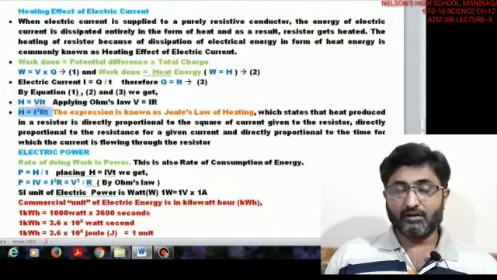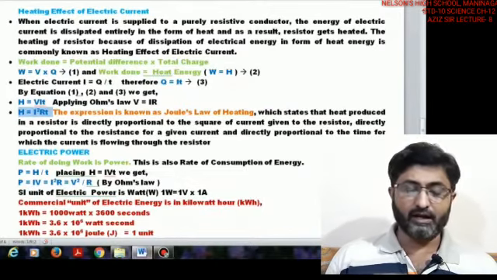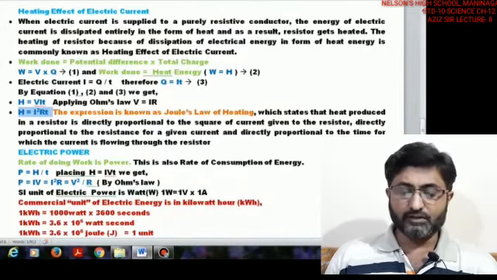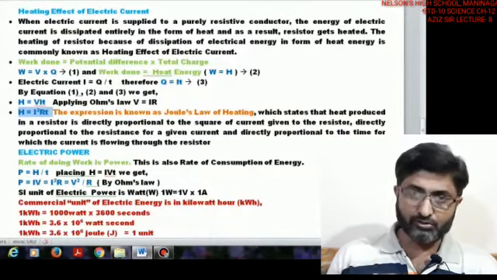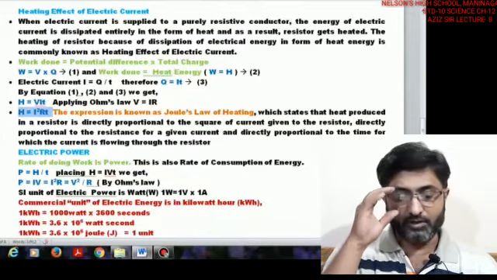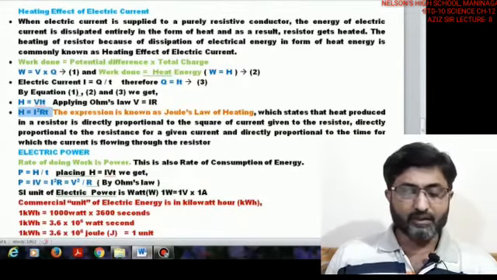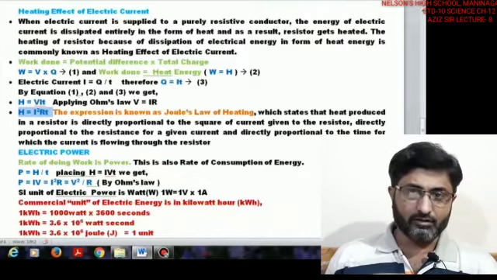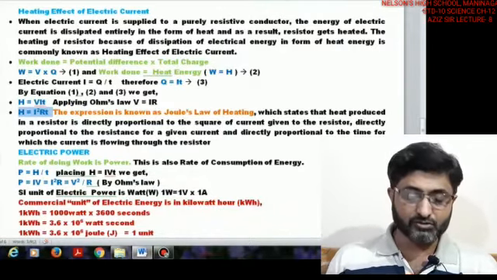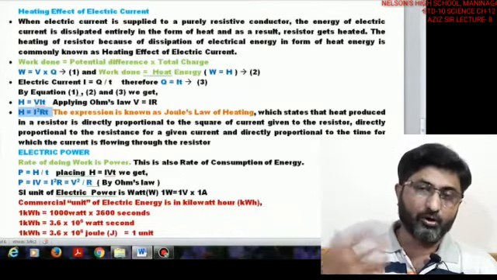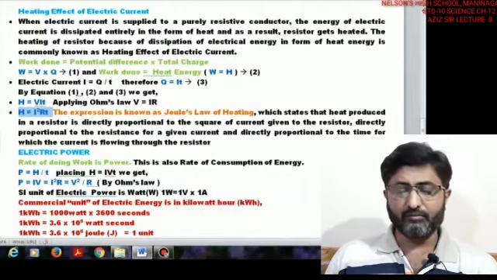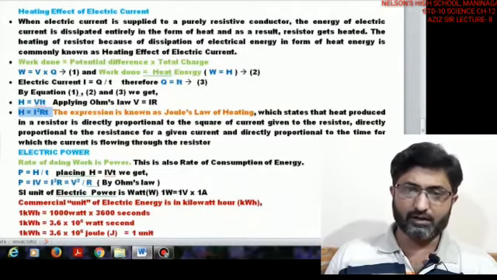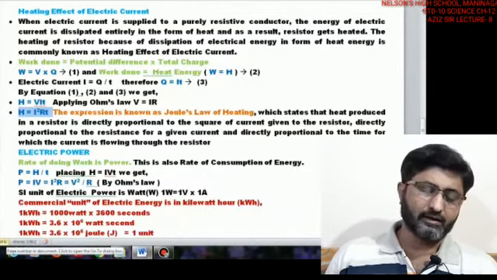This expression, H is equal to I square RT or H is equal to VIT, is known as Joule's law of heating, which states that the heat produced is directly proportional to the resistance. That is, the higher the resistance, the more amount of heat. The same way, the higher the current, the more amount of heat, in terms of I square, and the more time it works, the more heat is dissipated. So, these are all things which increase the heat: square of the current, resistance, and time period.